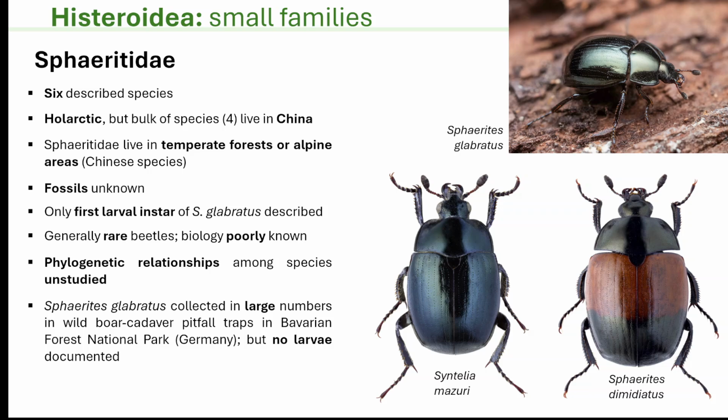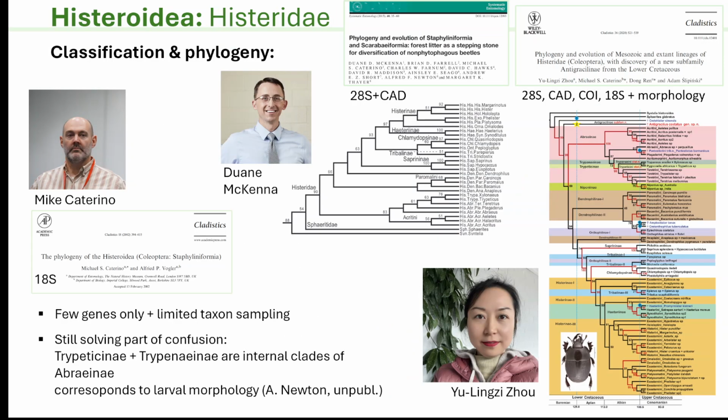this nice small group. For Histeridae, the largest family, as I mentioned, they have very many species, roughly 4,800. The classification was historically established, but then challenged a little bit by the molecular data.